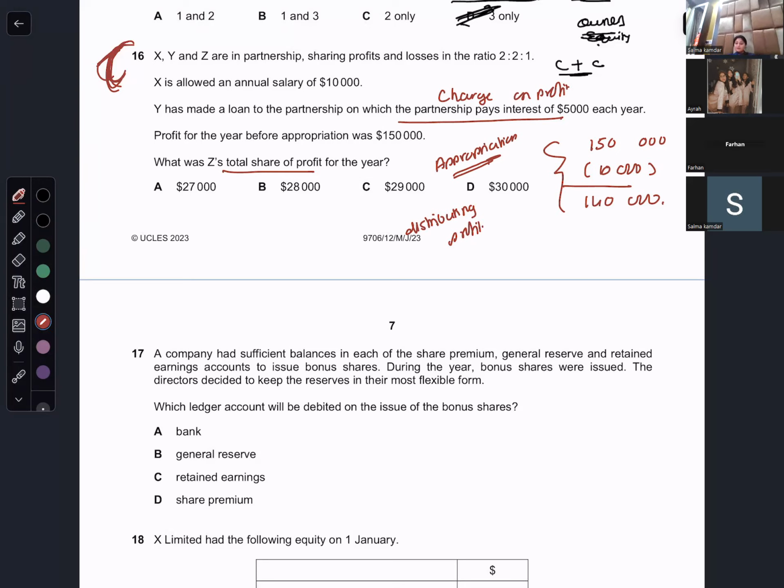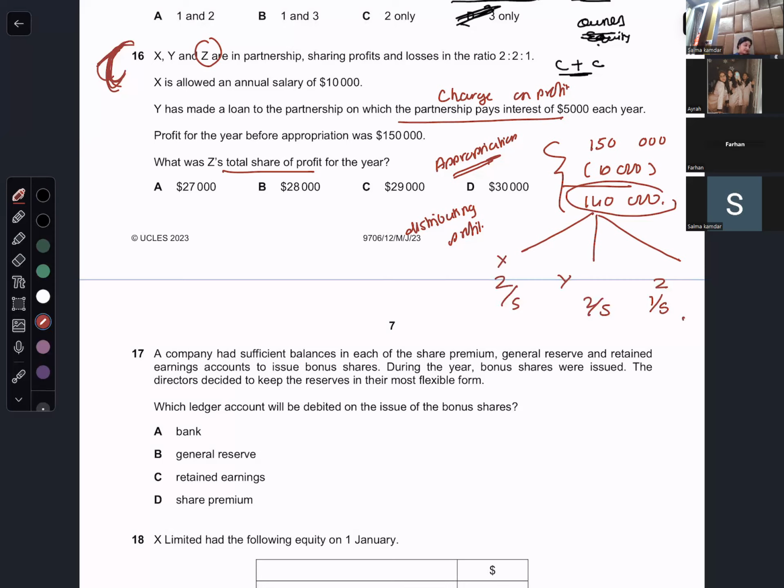So what do they want from us? They want to find Z's total share of profit. Okay, fine. So this will be divided. This is the residual profit. This will be divided between X, Y, and Z in the ratio of 2 is to 1. Next, I got my answer as B, so 28,000.